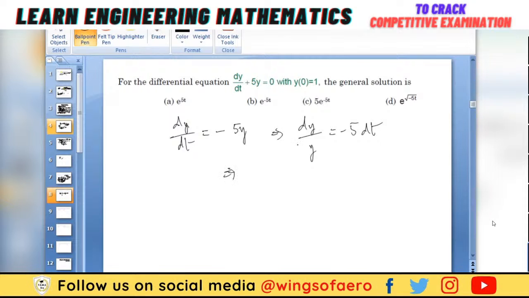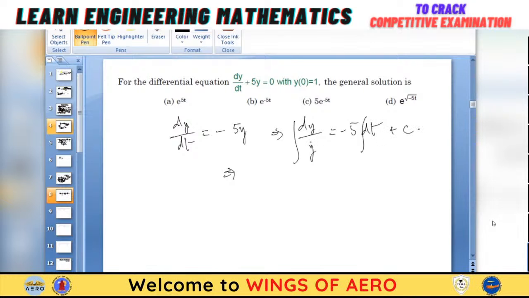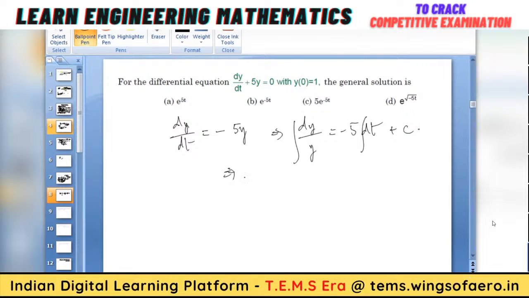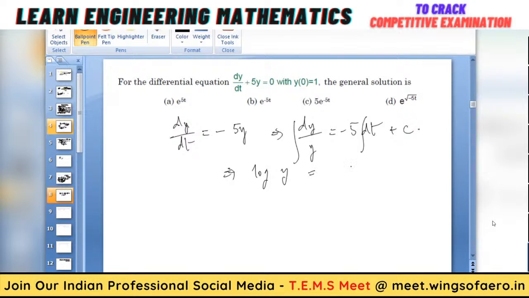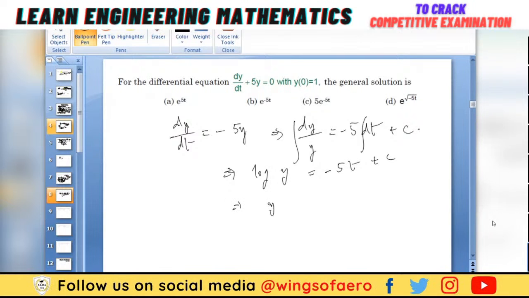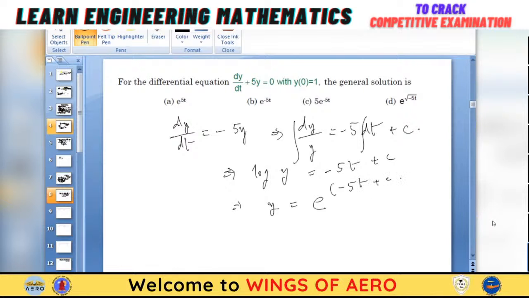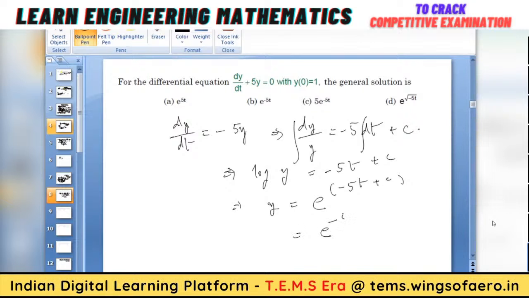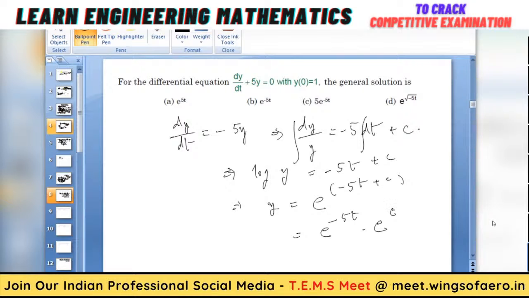Okay, so if I integrate both sides, plus c, after integrating we can have log y is equal to minus 5t plus c. So y is equal to e to the power minus 5t plus c. It means y is equal to e to the power minus 5t into e to the power c.